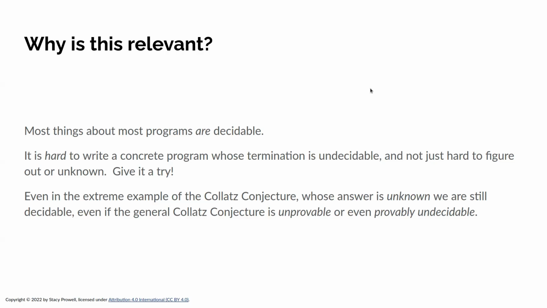It's hard to write a program whose termination is undecidable, right? It's easy to write one that doesn't terminate. That's easy. Probably all done that. But to figure out how to write a program whose termination is undecidable is pretty hard. The Collatz conjecture is really close to that. The Collatz conjecture is a conjecture whose answer is unknown.